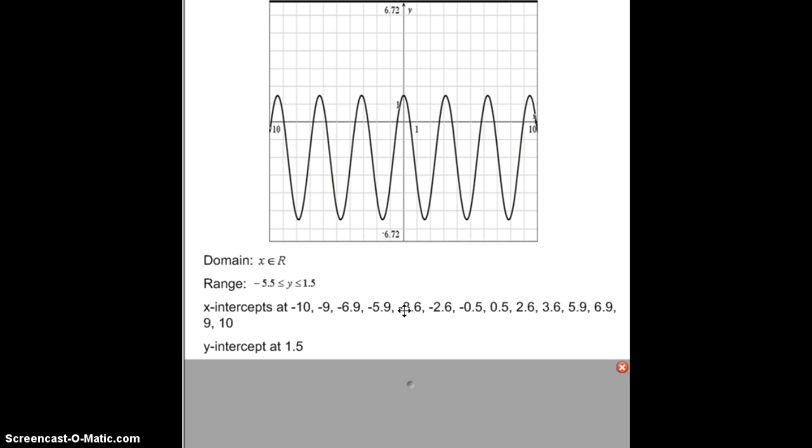The maximum value of this function occurs at those points that we looked at earlier when we were discussing range. The maximum value of this function is 1.5. The minimum value of this function is negative 5.5.